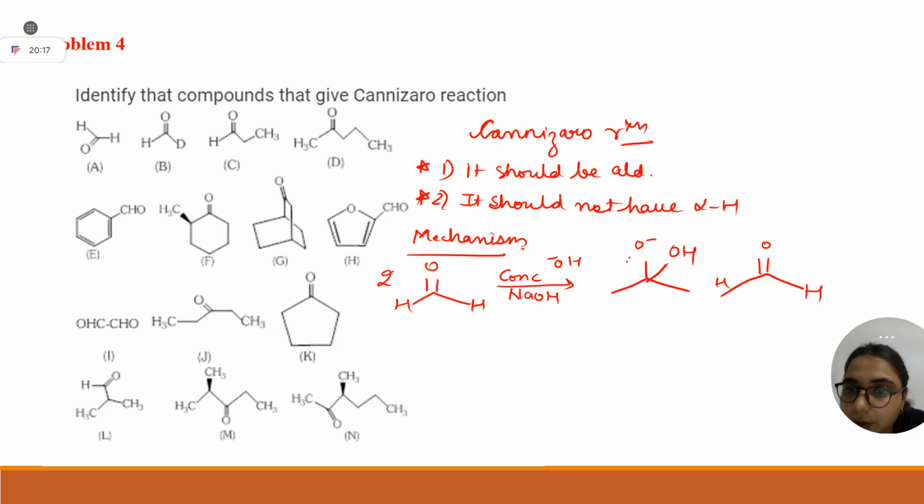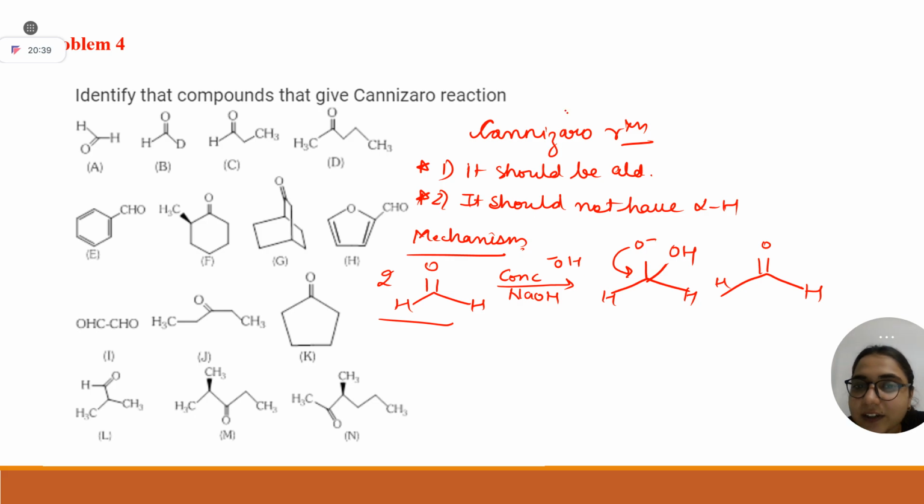Now there are two things. This O negative charge can come back and eliminate OH negative. But by that you will get back to your starting material, right? This O negative will come back, OH negative will leave, and you will get your starting material. But will it be possible?